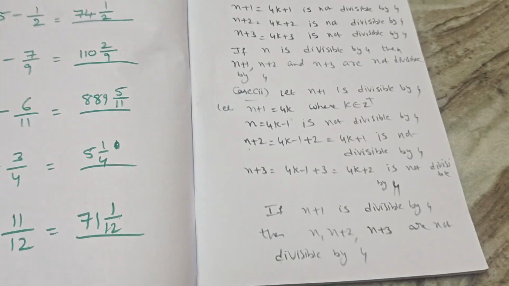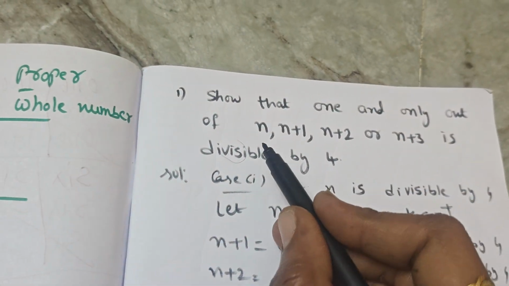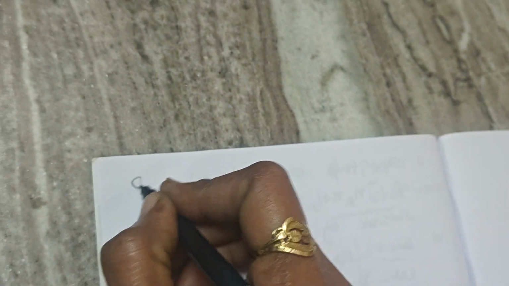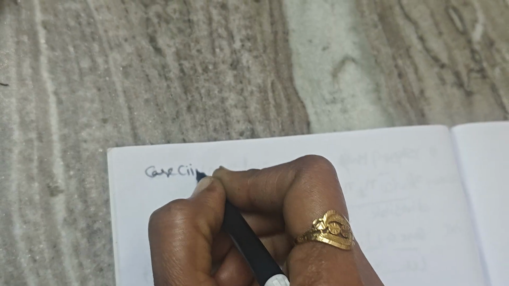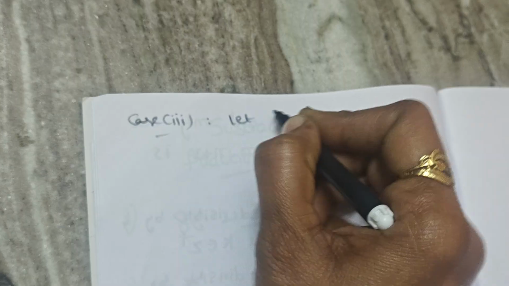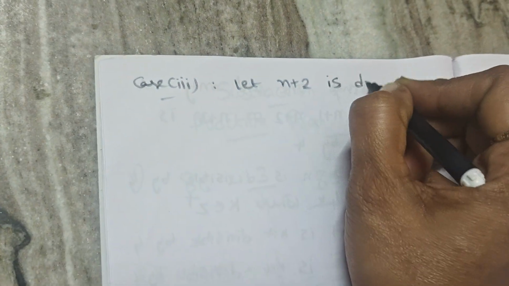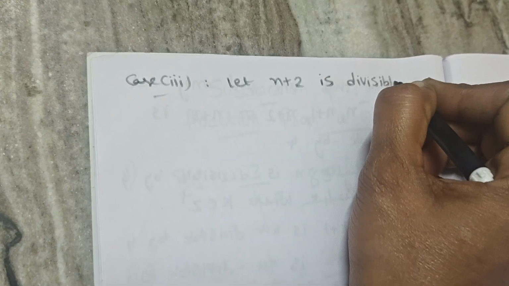Now case 3. Up to now case 1 is completed, case 2 is completed. In case 1 we have shown n is divisible by 4, and in case 2, n plus 1 is divisible by 4. Now go for case 3. What is the next one? Let n plus 2 be divisible by 4. Then we have to show the remaining are not divisible by 4. What are the remaining? n plus 1 and n plus 3.